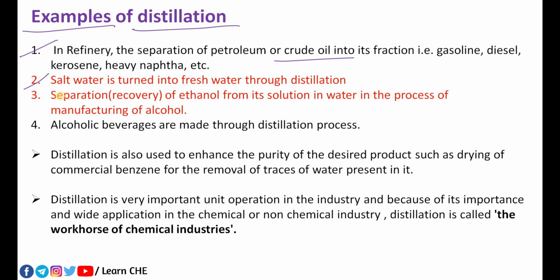Now the second example is that salt water is turned into fresh water through distillation. This is another example of distillation. The third example is the separation or recovery of ethanol from its solution in water in the process of manufacturing alcohol. How do we do that? We do that because of the difference in boiling point, right? We have a mixture, and when we supply heat and have a proper arrangement, we can get our ethanol from the water, and this process is known as distillation.